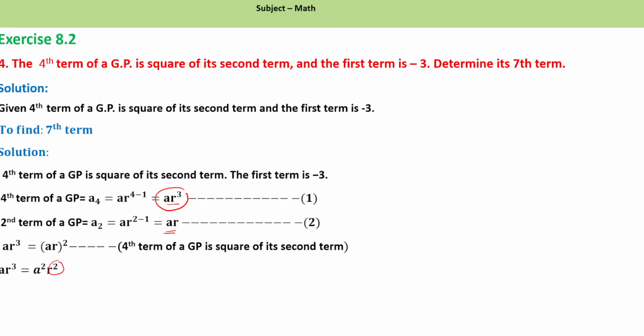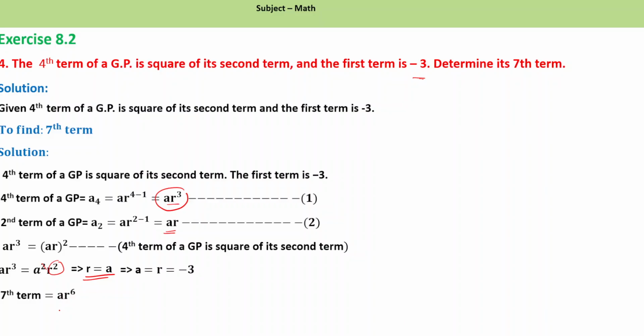This 2 r square, and here we can cancel, and we can cancel A in the term here. Therefore, we are going to get r is equals to A. This implies A is equals to r is equals to minus 3, because the first term is minus 3. This is nothing but A is equals to minus 3. As A is equals to r, it implies r is also minus 3.